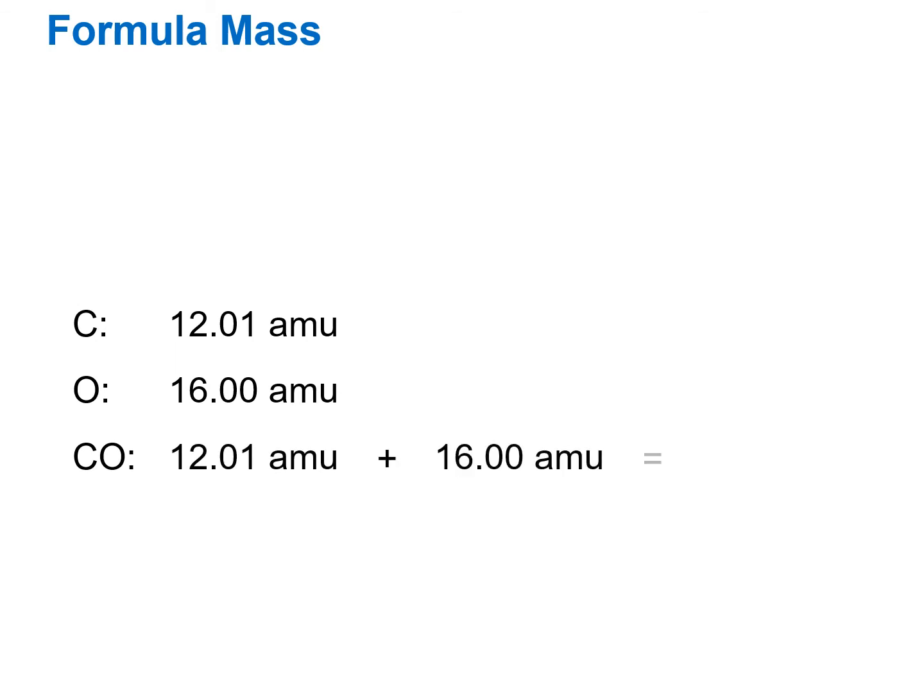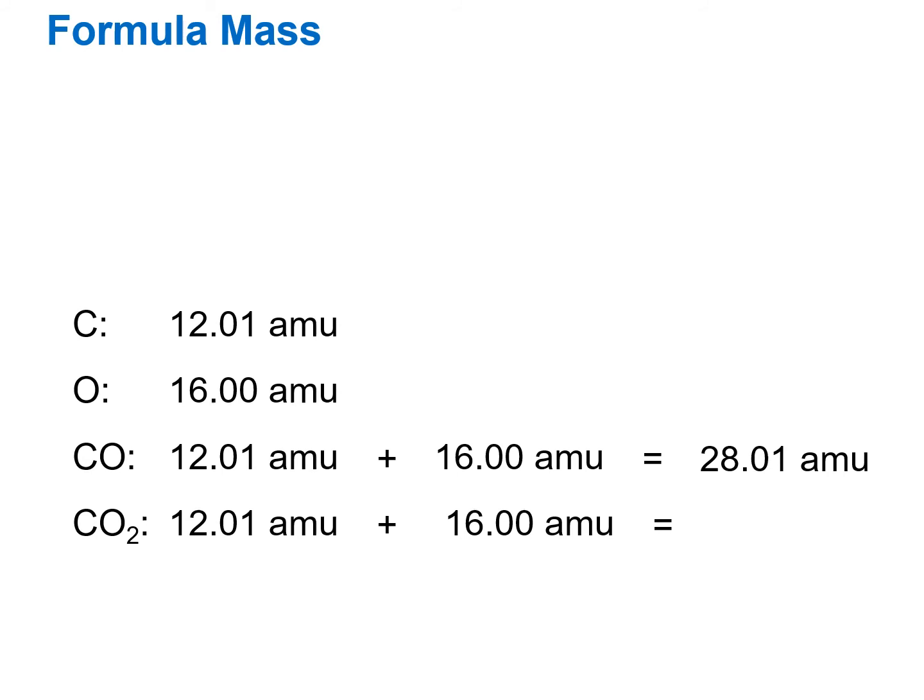And we could just simply add those two masses together. And the formula mass for carbon monoxide ends up being 28.01 atomic mass units. What about carbon dioxide? Well, we have one carbon, but instead of one oxygen, we now have two. So we're going to have to double those oxygens, and that changes the mass. The mass of carbon dioxide is 44.01 atomic mass units.